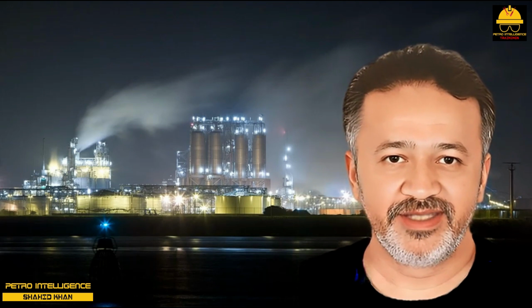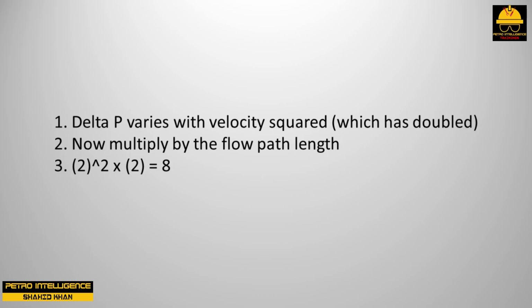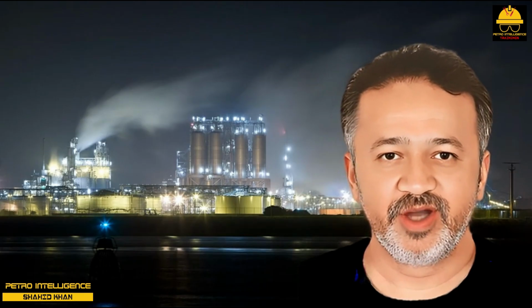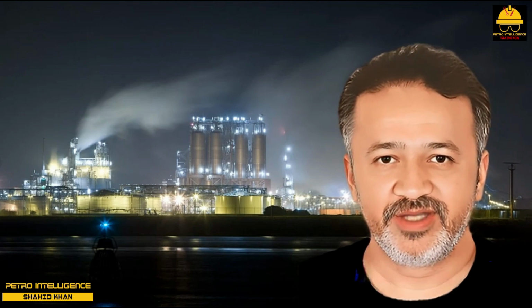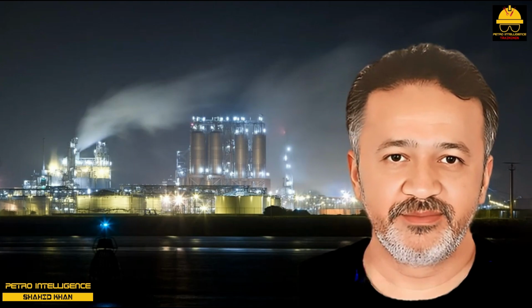Let me explain. 1. Delta P varies with velocity squared, which has doubled. 2. Now multiply by the flow path length. 3. 2 squared times 2 equals 8. I use a baffle cut of about 25 to 30%, but not for any particular reason. It's just that it seems to work out okay.